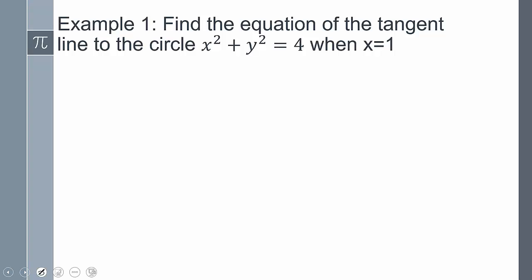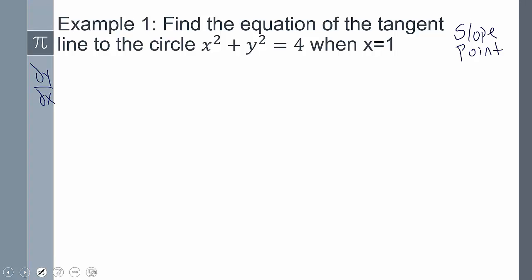So in this first statement, it says find the equation of the tangent line to the circle x squared plus y squared equals 4 when x equals 1. So we're finding an equation of the tangent line. Well, I need to know the slope and a point. So to find the slope, I'm going to have to use the derivative, right? I'm going to have to find dy over dx to find what that slope is.